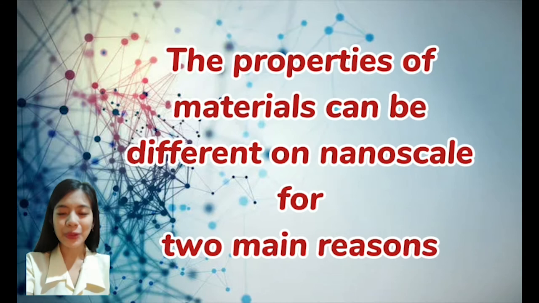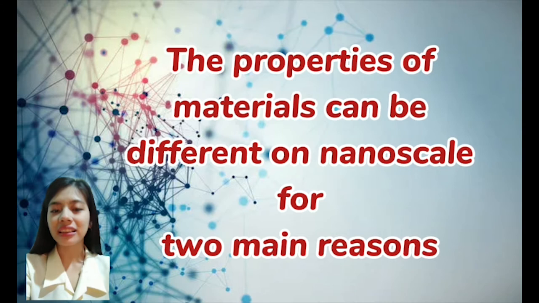The properties of materials can be different on a nanoscale for two main reasons. First, nanomaterials have relatively a larger surface area than the same mass of material produced in a larger form. This can make materials more chemically reactive and affect their strength or electrical properties. Second, below 50 nanometers, the laws of classical physics give way to quantum effects, provoking optical, electrical, and magnetic behaviors different from those of the same material at a larger scale.